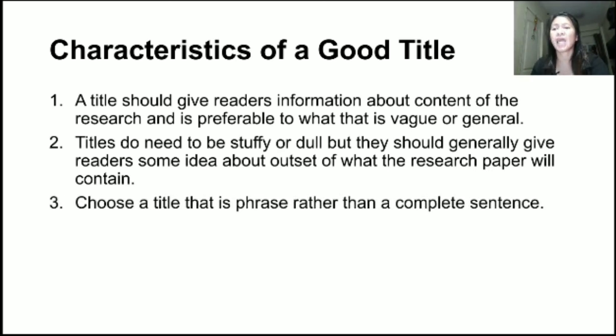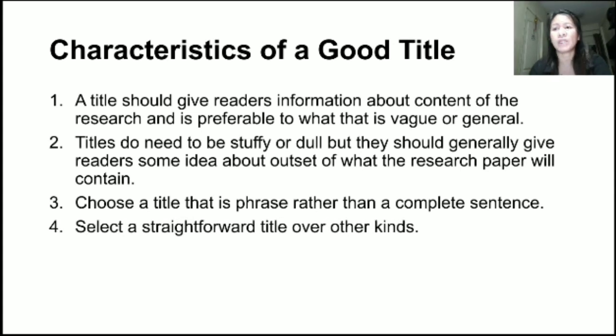Number 3, choose the title that is a phrase rather than a complete sentence. Very few research titles have a complete sentence in them. And only those researches where the sentence is needed are written that way, because the research is about or has something to do with that complete statement. Number 4, select a straightforward title over other kinds. Come up with a clear, not a vague title. Do not form a title that is like a jigsaw puzzle to your readers later on.